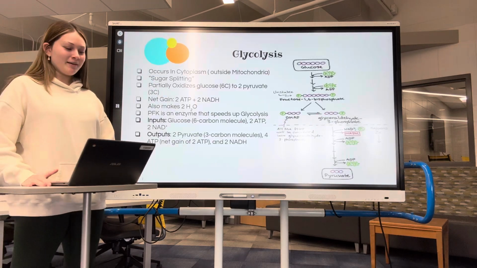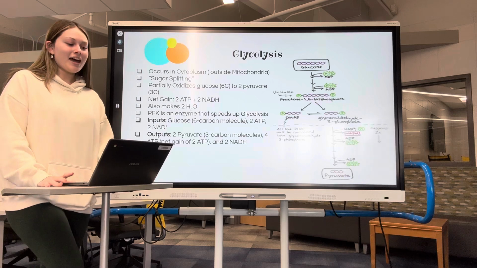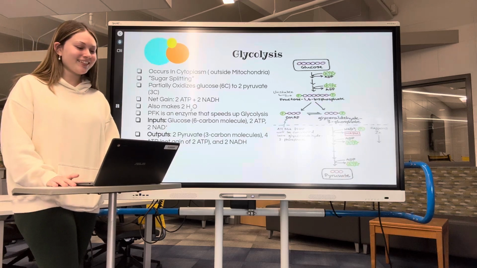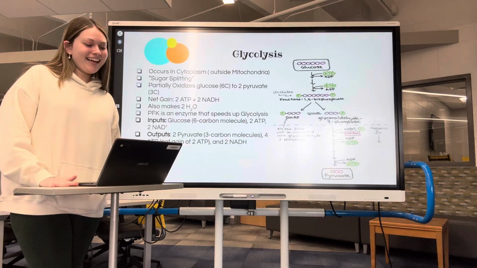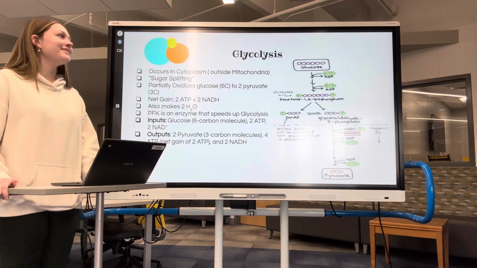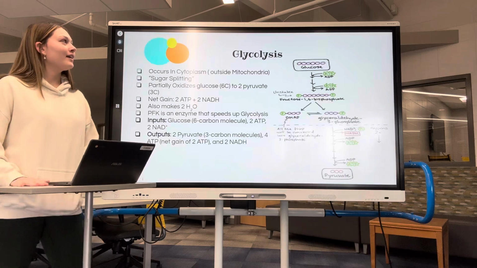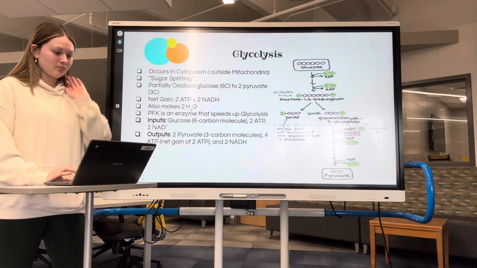So we have the first step, which is glycolysis. I first have a question: where does glycolysis occur? It occurs in the cytoplasm, which is outside the mitochondria. Glycolysis is known for sugar splitting.